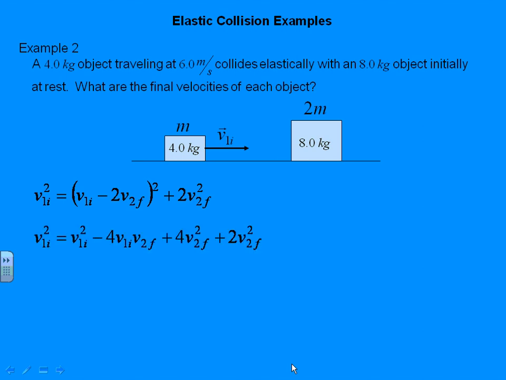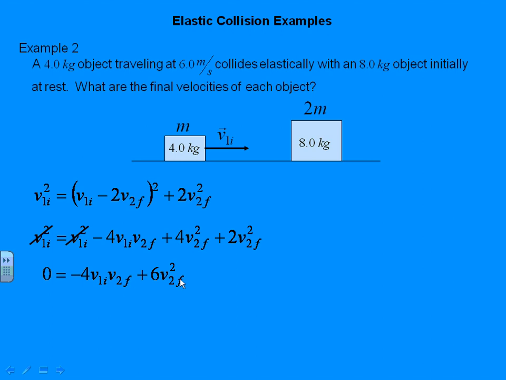We square the term on the right-hand side, FOIL it out if you will. We get v1i squared equals v1i squared minus 4 v1i v2f plus 4 v2f squared plus 2 v2f squared. Notice that the v1i squareds on both sides will cancel. And we have two like terms over here, so we add them together. And we get 0 equals negative v1i v2f plus 6 v2f squared.